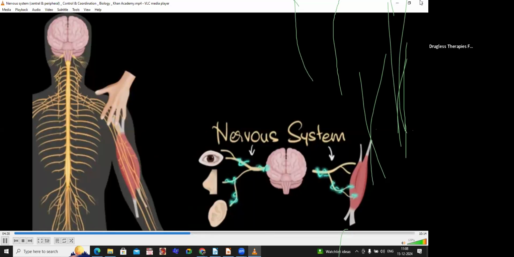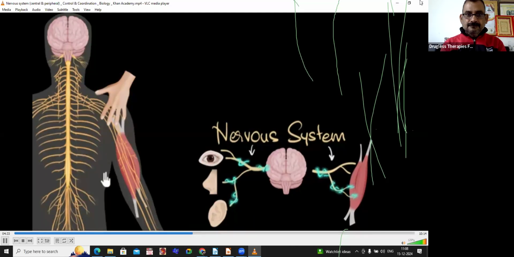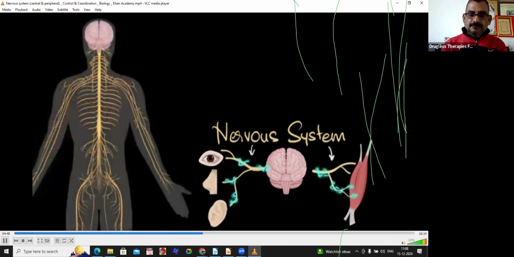Okay, then another question we might be having is, how many parts does this nervous system have? It looks super complicated, super branched out and everything. So how many parts does it have? Well, it turns out that broadly we can divide this nervous system into two parts. So let me zoom out a little bit so that we can see better. All right. So the nervous system can be broadly classified into two parts.